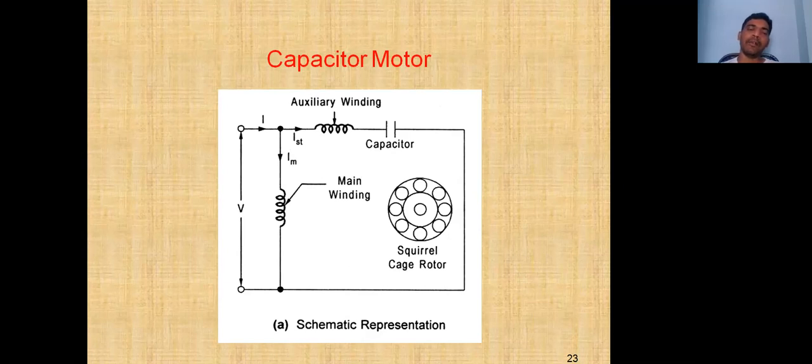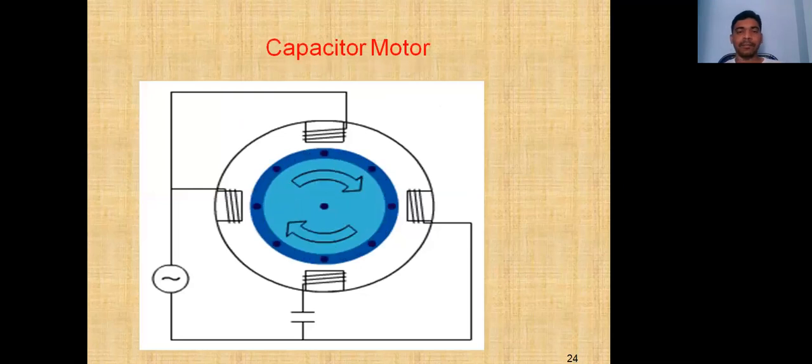It has the main winding, it has the starting winding, and it has the capacitor with the starting winding, but we don't have a centrifugal switch to disconnect the auxiliary winding from the supply. So it has a high power factor. In the previous case, the capacitor start motor has high starting torque.